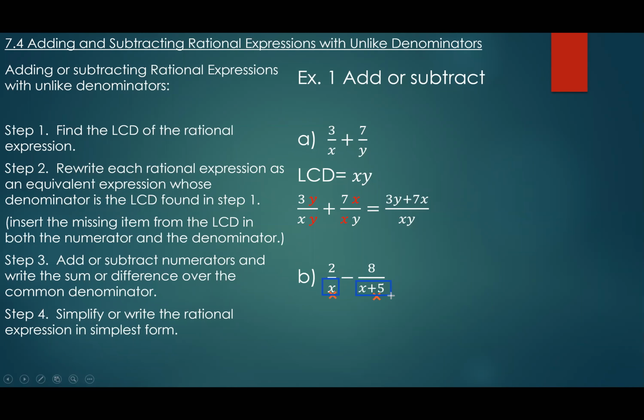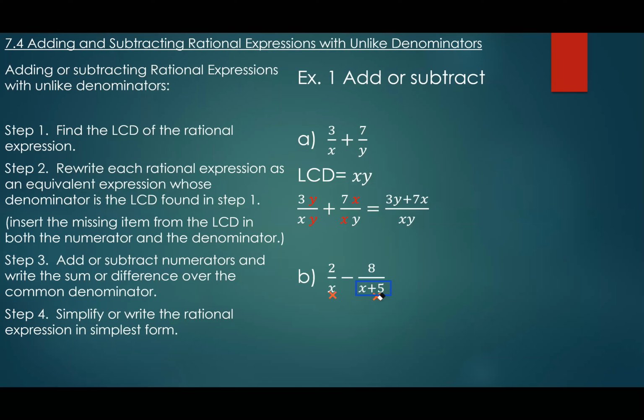Clearly, they are not the same. And if they are not the same, you cannot add them, you cannot subtract them. You can only multiply, but this operation is a subtraction. So we cannot do anything yet until our denominator is the same. I see that. So how do we make the denominator the same?